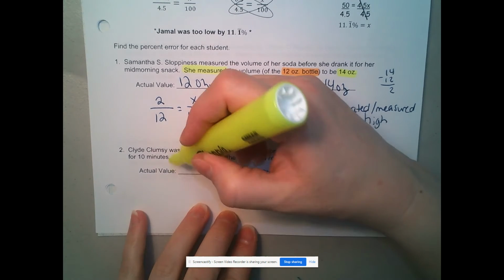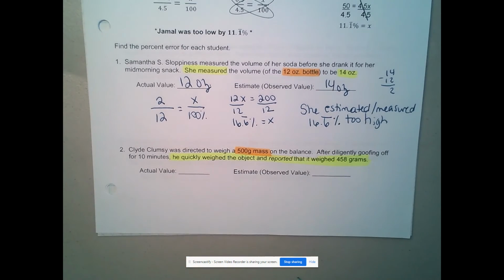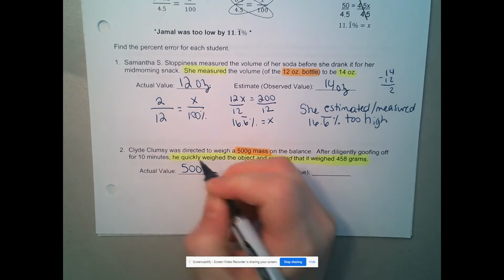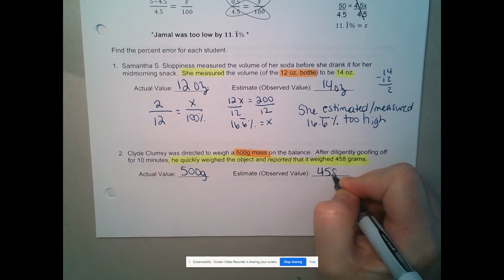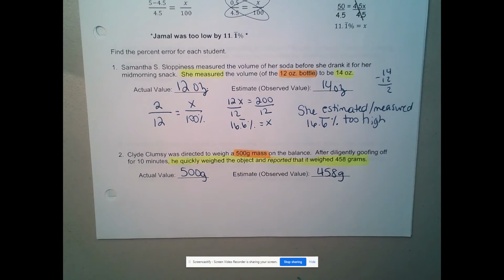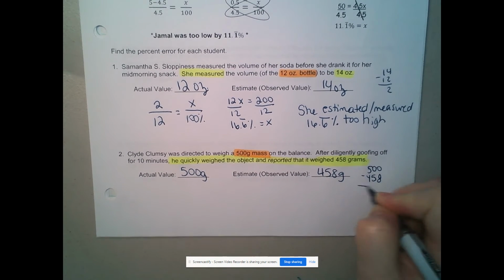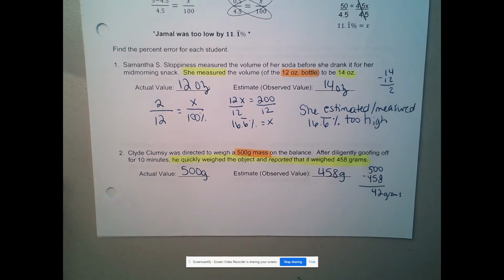So he weighed it, he reported that he estimated, he thought it was 458. So the actual weight, or the actual mass, I should say, 500 grams. He reported 458 grams. So how much was he off by? So if we do 500, take away 458, we're going to find he was off by 42 grams. Well, is that a lot or is that not a lot?